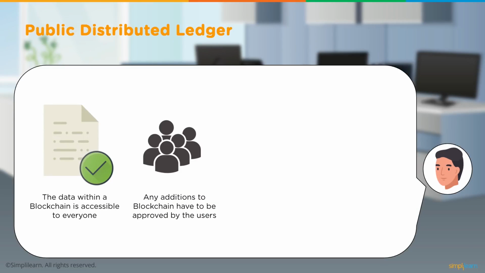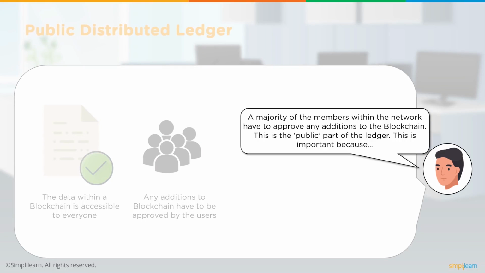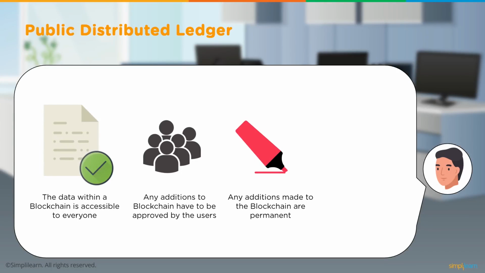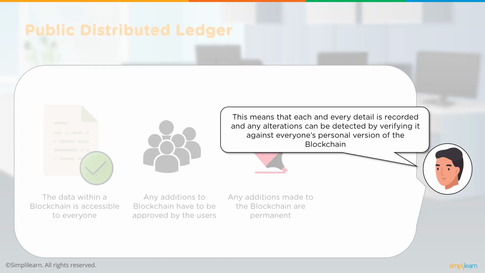Any additions to the blockchain have to be approved by the participant users in the blockchain network. So a majority of the members within the network have to approve any additions to the blockchain. This is the public part of the ledger, and this is important because any additions made to the blockchain are permanent and immutable. Immutable transactions are transactions which cannot be altered. Once registered, they cannot be modified and are available for audit and verification 24/7. So this means that each and every detail is recorded, and any alterations can be detected by verifying against everyone's personal version of the blockchain.